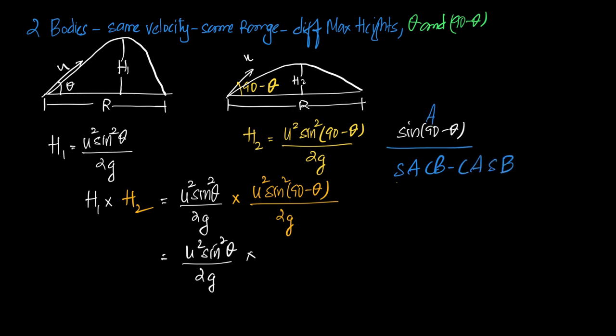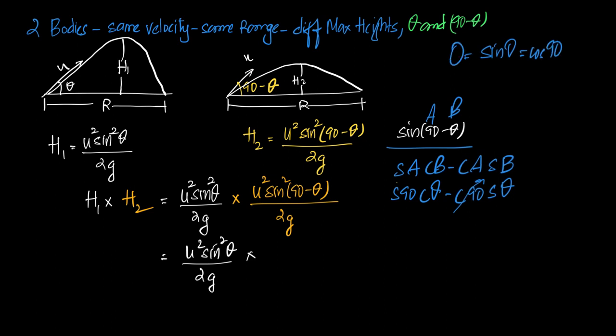So what is a here? 90. What is b here? It is theta. So what is sine a? It is sine 90 cos theta minus, second term is cos a, which is cos 90, sine b is sine theta. What is cos 90? See, sine 0 is equal to cos 90 is equal to 0.